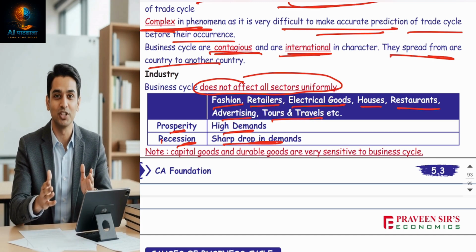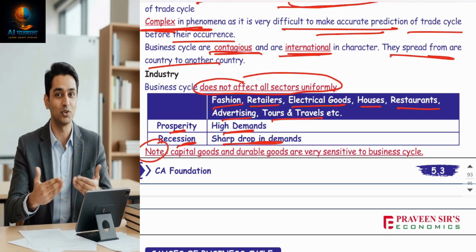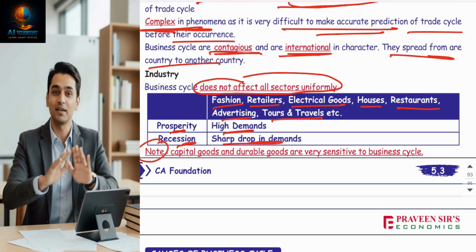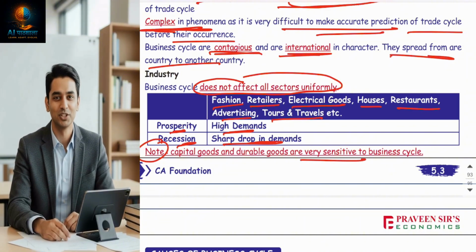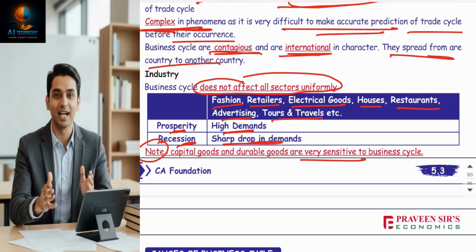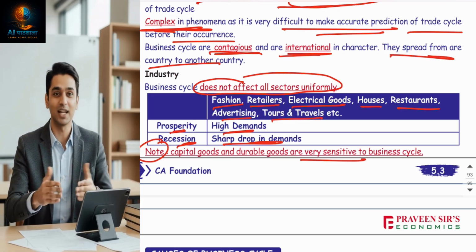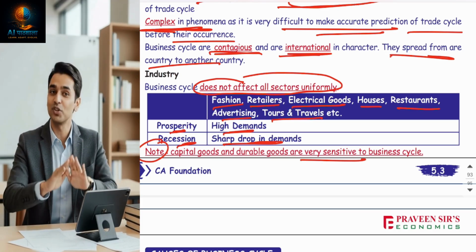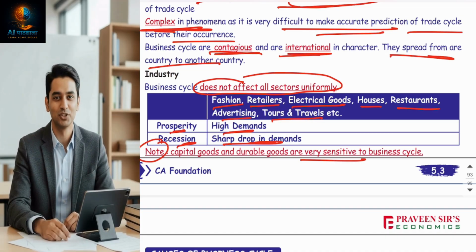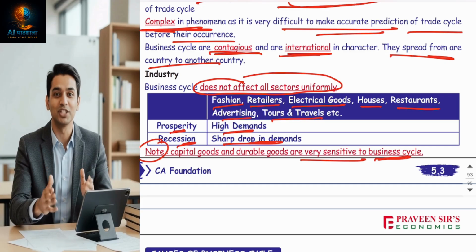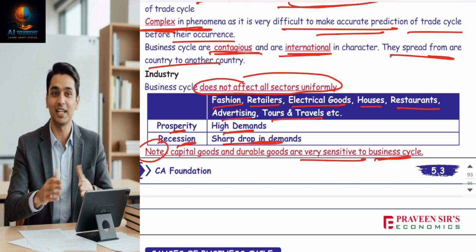Okay, guys, one note you should keep in mind: capital goods and durable goods. Capital goods and durable goods are very sensitive to the business cycle. Those economies which are capital oriented are more affected. So capital and durable goods industries are more affected by these turning points, I can say. Fine.